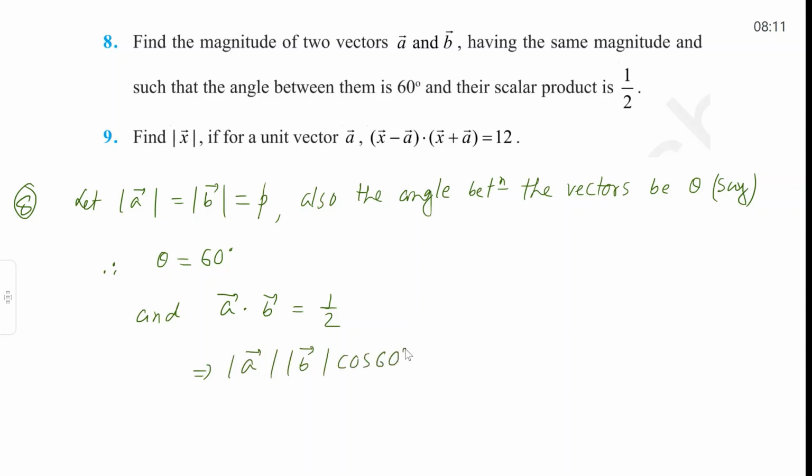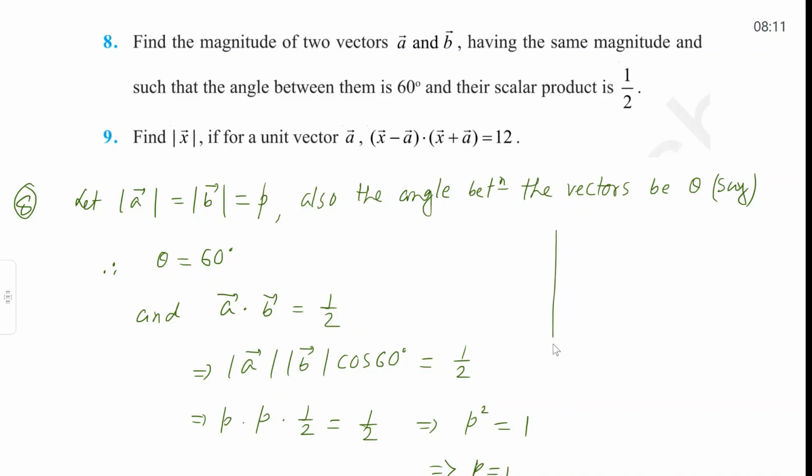You can write directly here cos 60 degree is equal to 1 by 2, and mod a it is taken as p, mod b it is also p, and cos 60 is simply 1 by 2, equal to 1 by 2, and 1 by 2 will cancel from both sides. So we have only p square is equal to 1, which will give us p is equal to 1. Do not take plus minus 1 because p is the modulus of some vector and it cannot be negative.